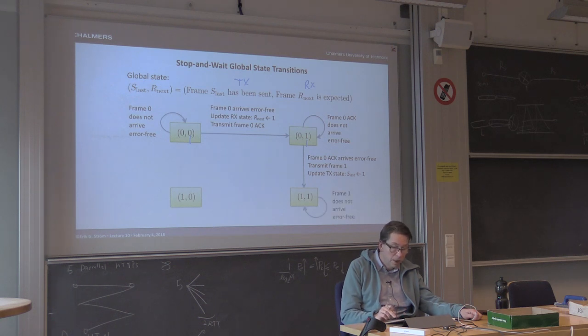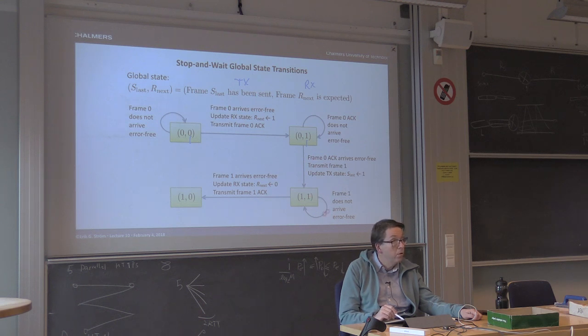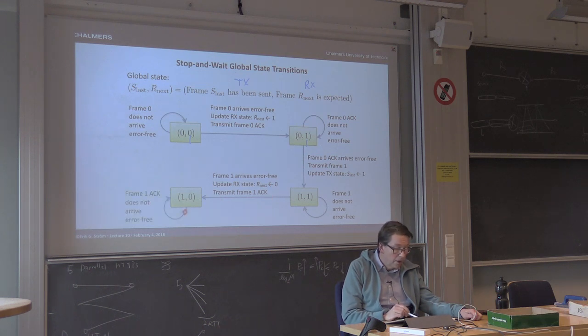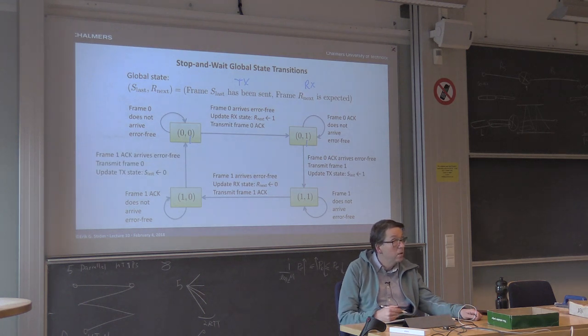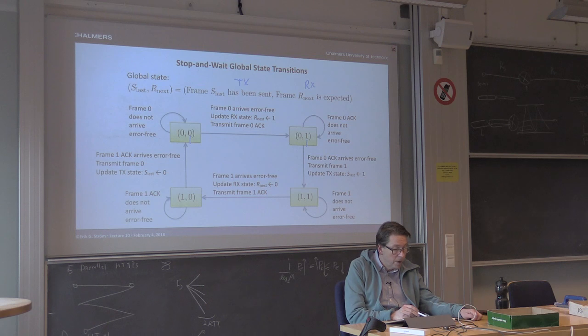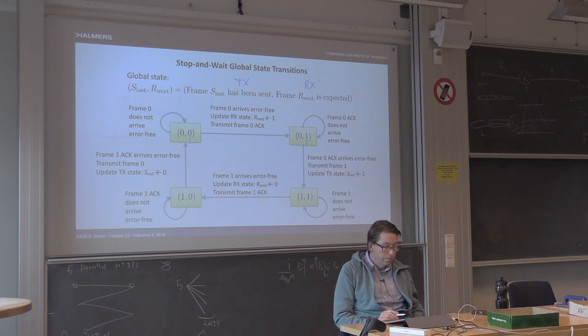So what happens then is that if frame number 1 does not arrive error-free, we just spin around here. Whenever frame number 1 arrives error-free, then the receiver state updates from 1 to 0, and we transmit frame number 1 ACK. If frame number 1 ACK is not received error-free, it spins around in this state, and then we eventually go back to this state whenever frame 1 ACK arrives error-free.